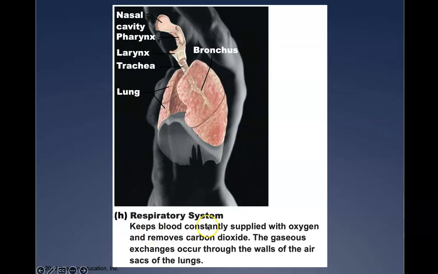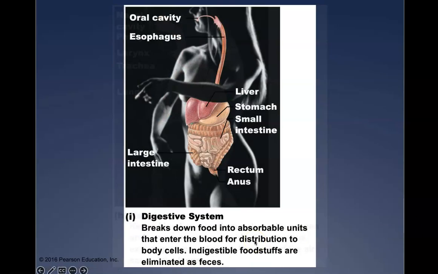But the main purpose of the respiratory system is, of course, again, to bring in oxygen and remove carbon dioxide into the blood. Okay, right? So that's your main function, gas exchange.